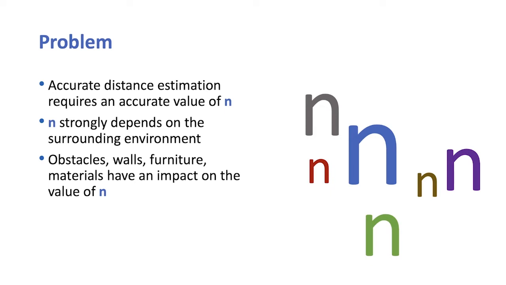So the main problem is that an accurate distance estimation requires an accurate value of n. And as mentioned, n strongly depends on the surrounding environment. The reason is that obstacles, walls, furniture, materials all have an impact on the value of n.